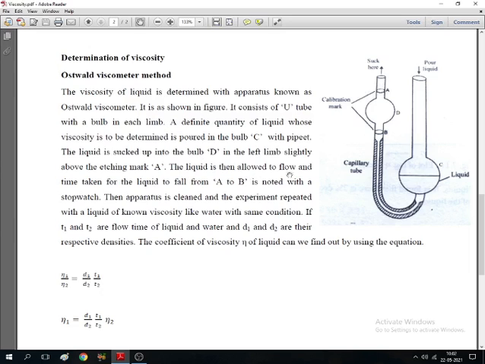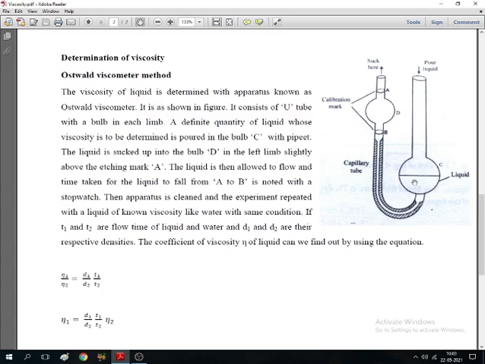The liquid is then allowed to flow, and the time taken for the liquid to fall from A to B is noted with the stopwatch. A ला आलं की स्टॉपवॉच स्टार्ट करायची, लिक्विड फ्लो होत जाईल, B ला आला की स्टॉपवॉच स्टॉप करा, आणि त्याचा टाइम नोट करा. It will be the time T1.